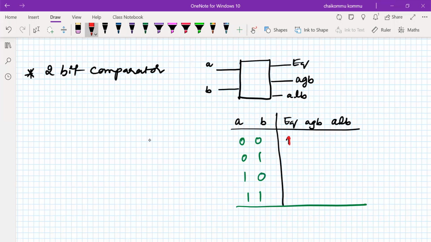It must be true. That is the reason why it becomes 1. So for A and B not equal. If equal, equality must be 1. It's not saying that A greater than B or A less than B. It's not like that. Okay.